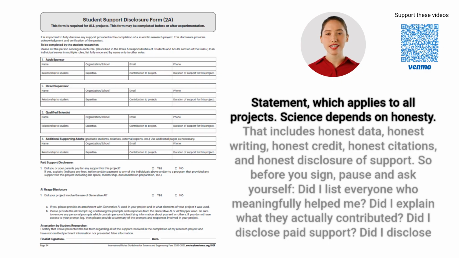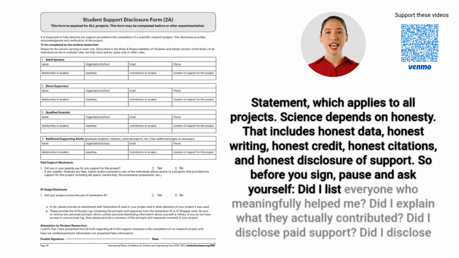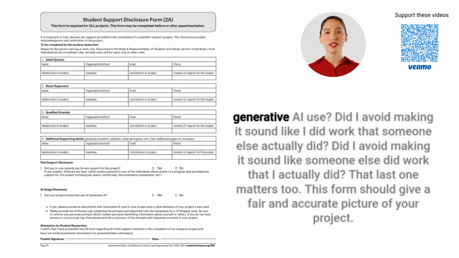Science depends on honesty. That includes honest data, honest writing, honest grading, honest citations, and honest disclosure of support. So before you sign, pause and ask yourself, did I list everyone who meaningfully helped me? Did I explain what they actually contributed? Did I disclose paid support? Did I disclose generative AI use?